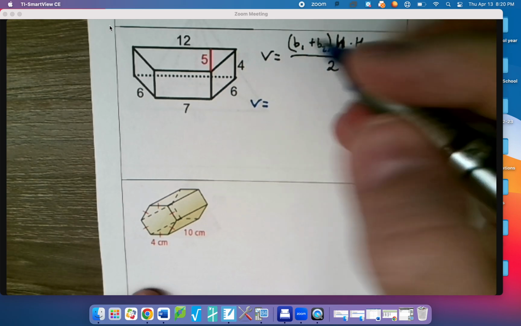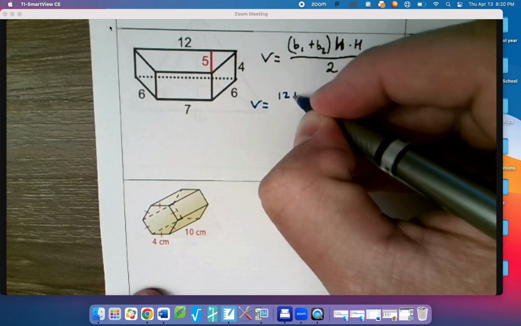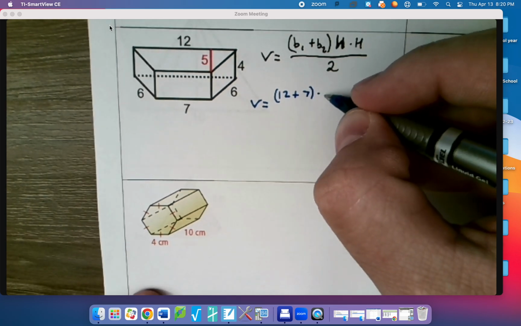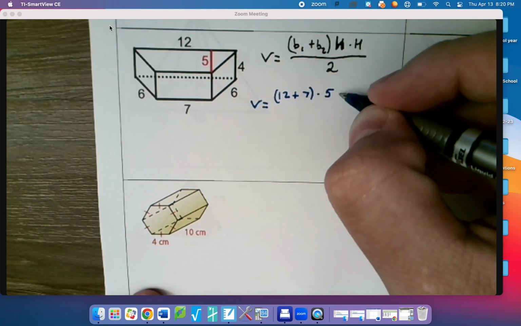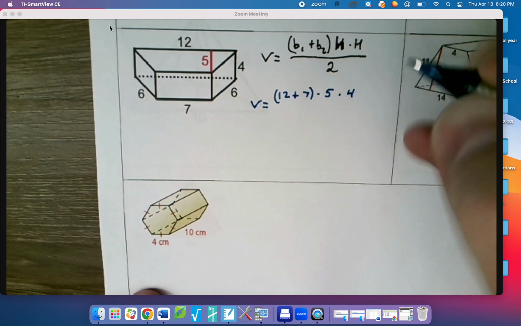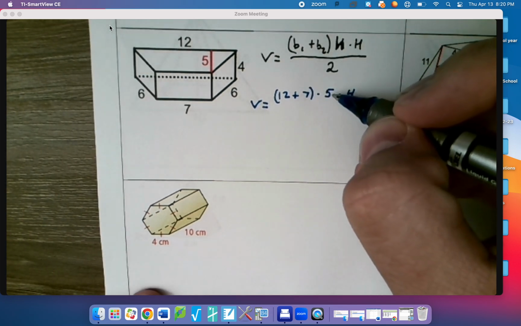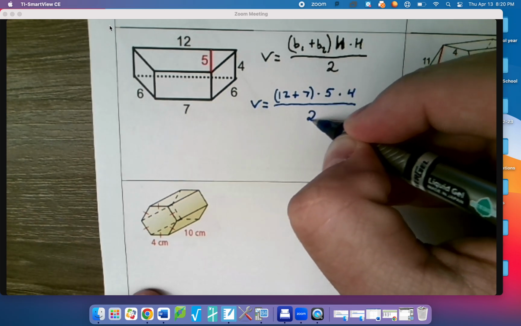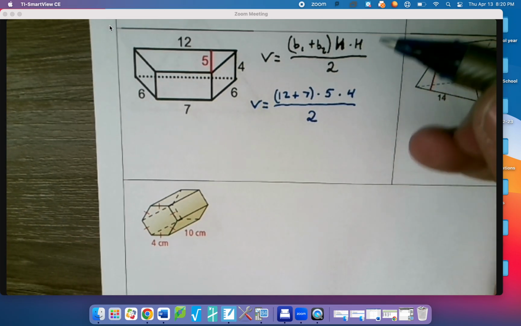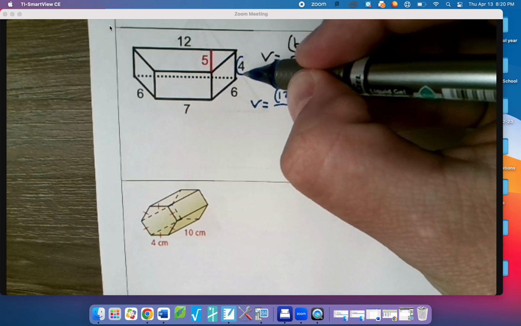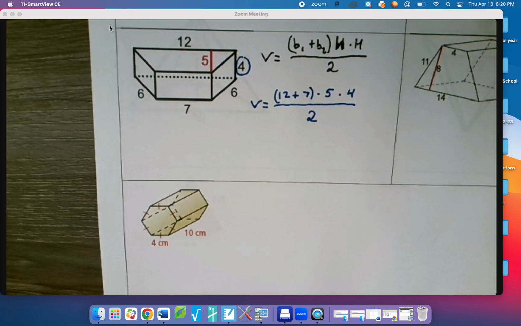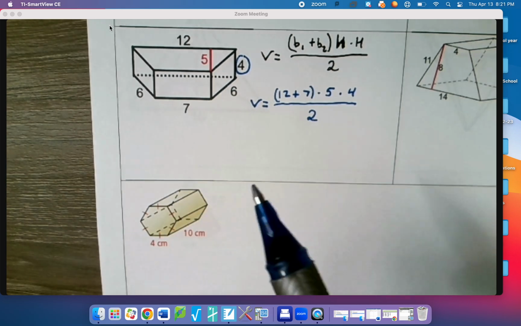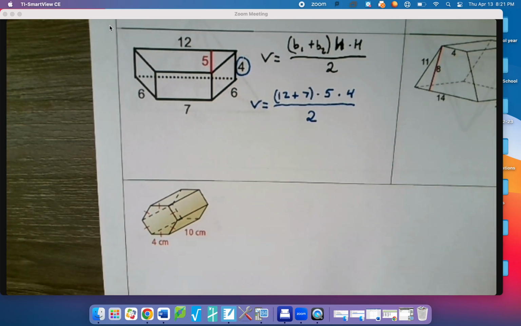So we have to take that 12, add the 7, multiply the height of the trapezoid times the height of the prism, 5, all divided by 2. Again, the height of your prism is the distance from one base to the other. So how far is it from the bottom trapezoid to the top trapezoid?